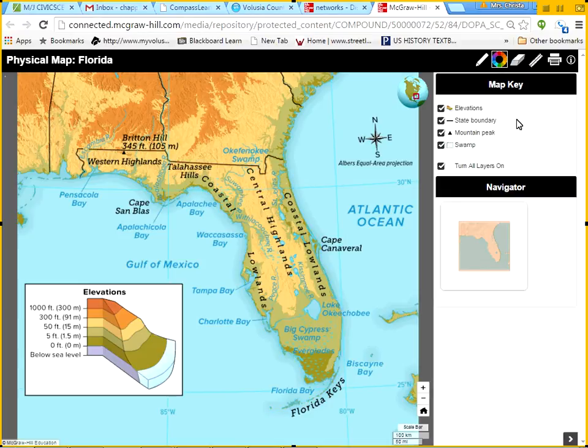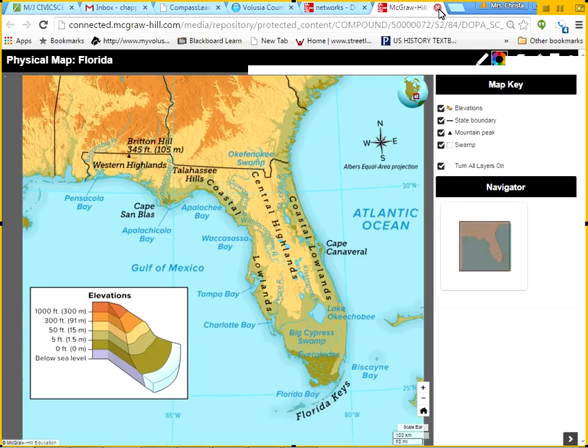So this is called a physical map. It's got your map key here, and this one's interactive, meaning you can take things off of it. Here's the compass rose. We've got the title, Physical Map Florida. And what was the other thing we were looking for? Oh, a scale. This one has a scale bar way down here. So about an inch is 100 kilometers. That distance right there is like 3/4 of an inch. That's about 50 miles. All right, so we'll get out of that one.